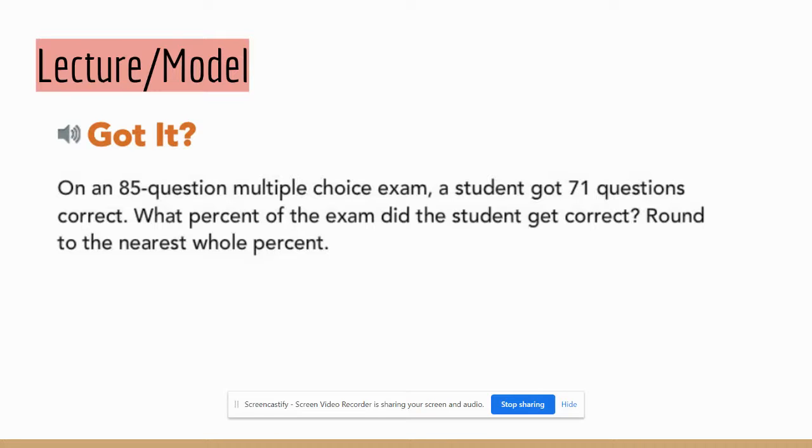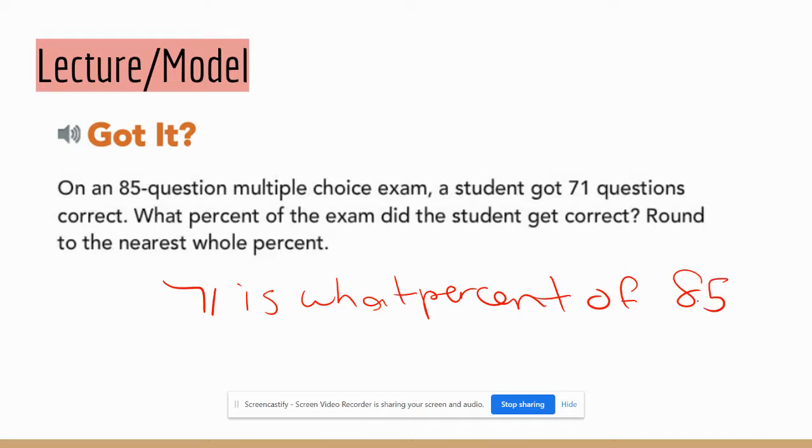On an 85 question multiple choice quiz, a student got 71 questions correct. What percent of the exam did the student get correct? All right, so 71 is what percent of 85, because we're looking for the percent. 71 is what percent of 85? 71 stays the same. Is becomes equals. What is a variable. Of is multiply 85.